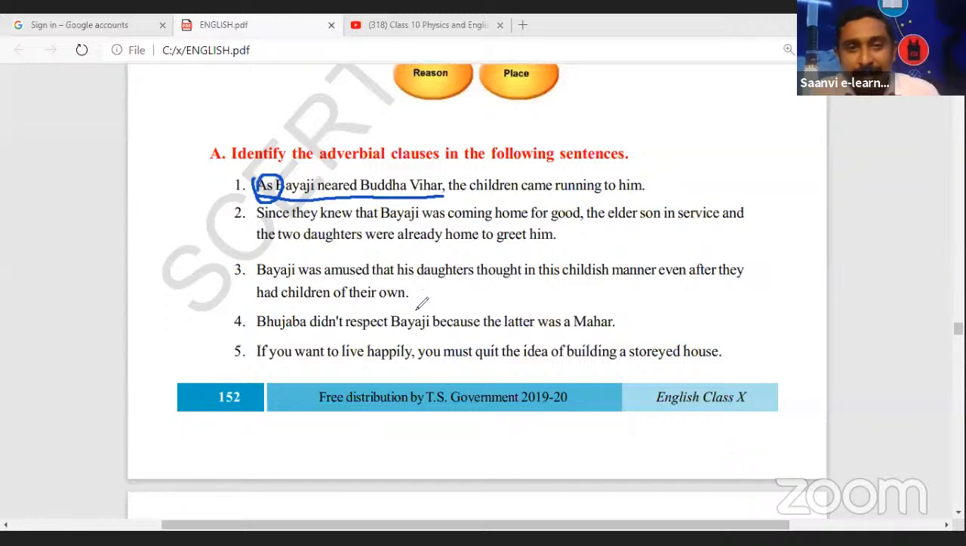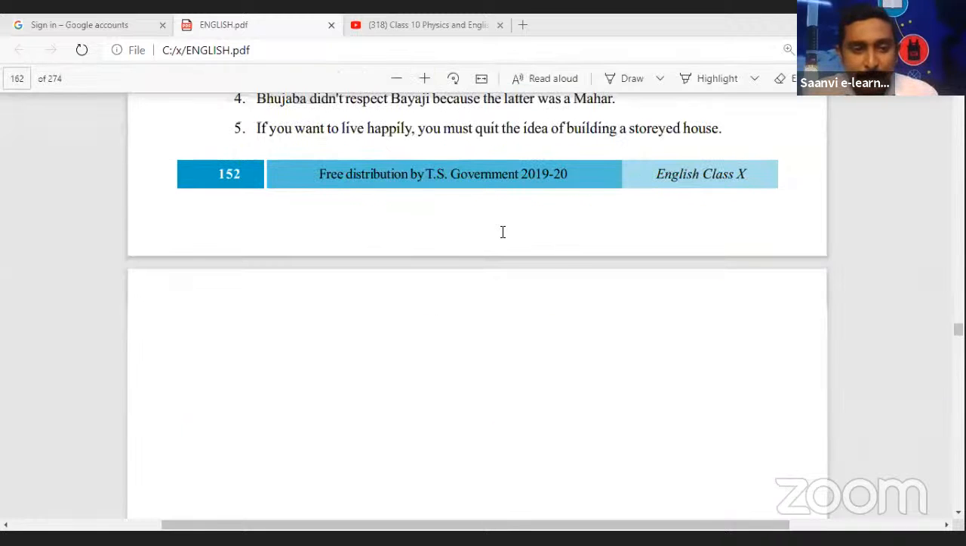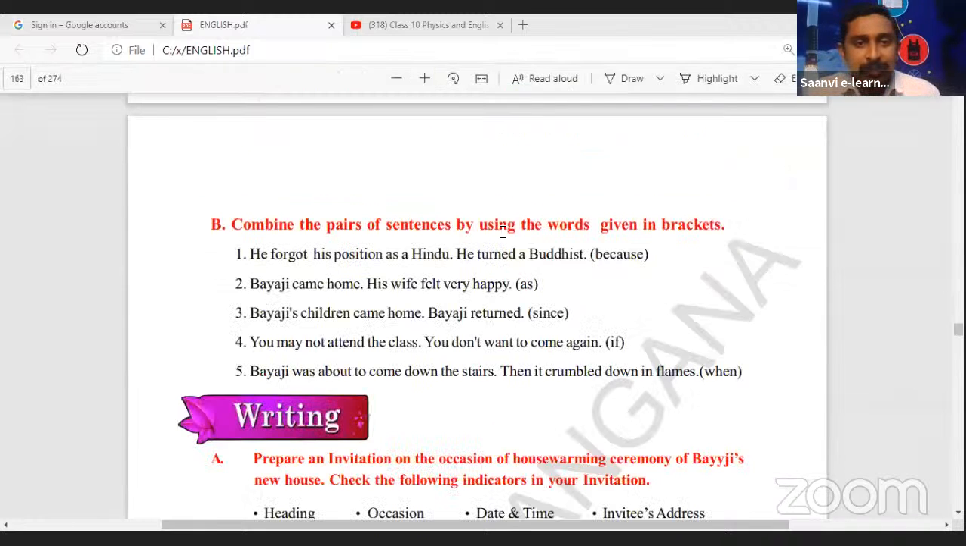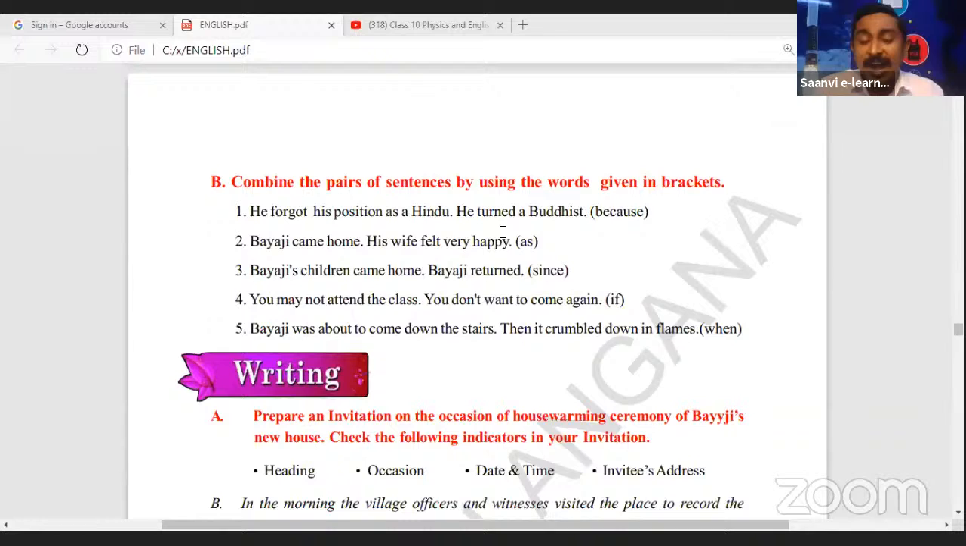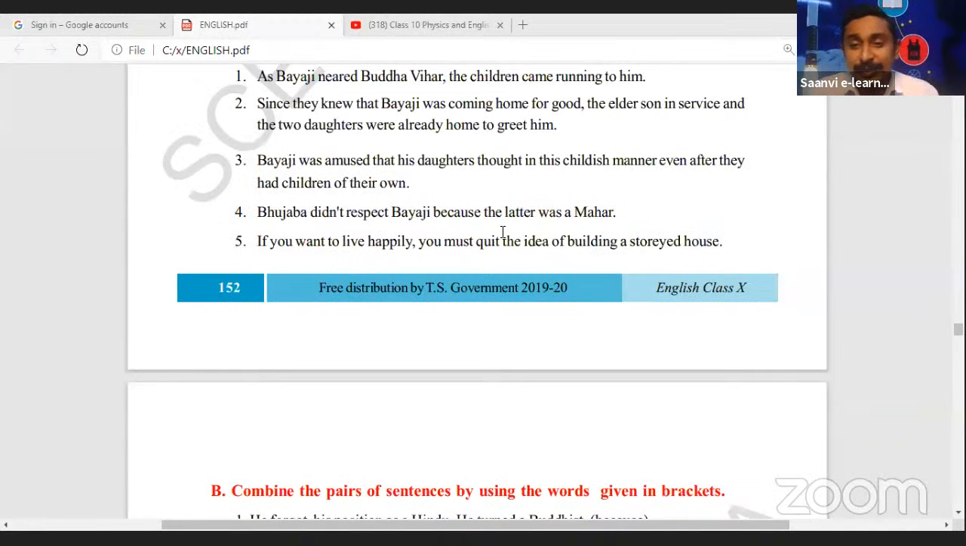So my humble request to you all today is go through all these exercises, and when you attend the next class, please solve this A and B exercise part. Okay, solve it yourself. I have given you the idea to solve. It's your responsibility to solve it.